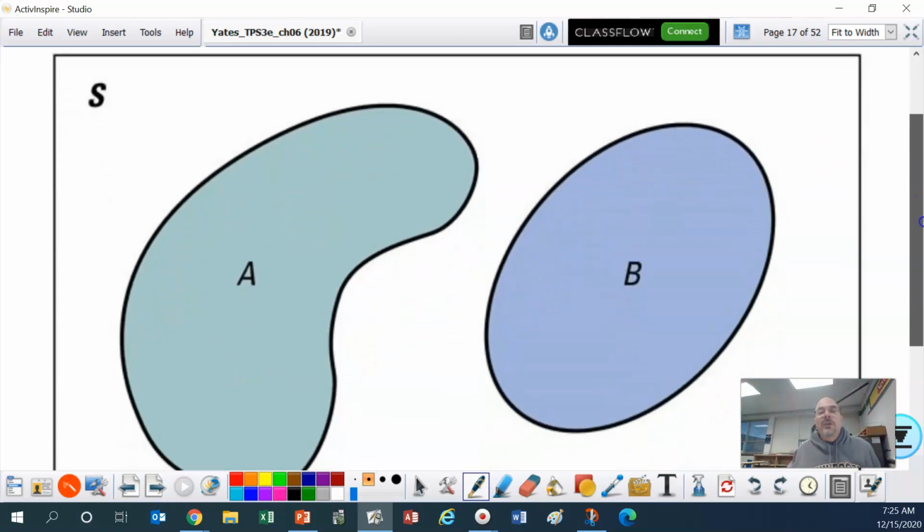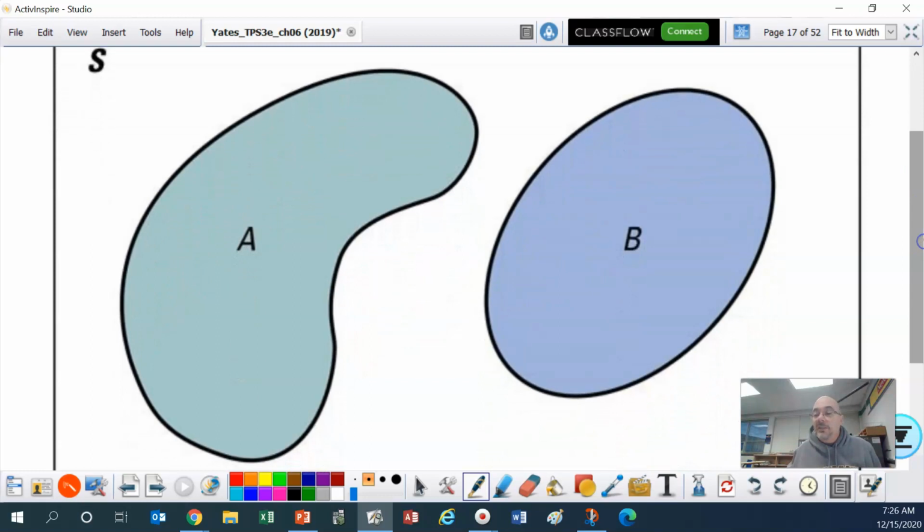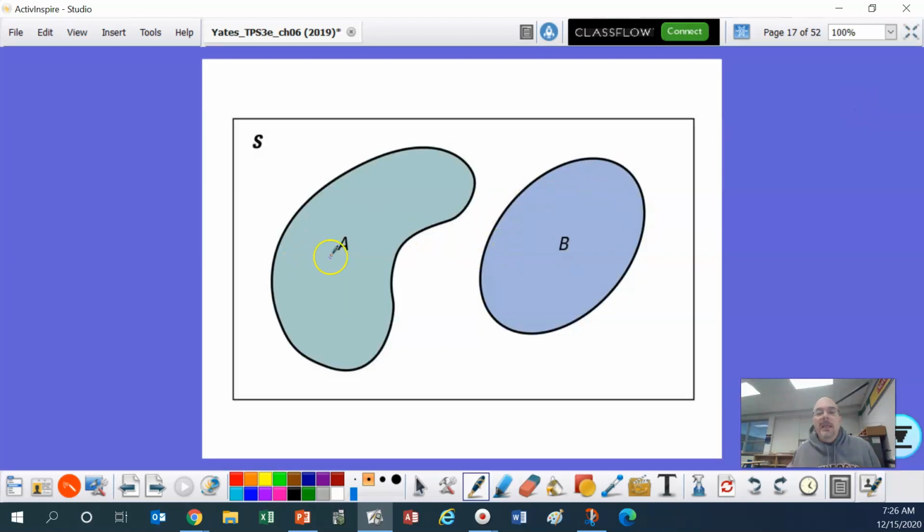All right, so this, ladies and gentlemen, is showing disjoint events. This is kind of a strange looking Venn diagram. Not really a Venn diagram, but this whole rectangle is the sample space. And inside we've got 2 events. Since they are not overlapping, they are definitely mutually exclusive. Mutually exclusive events cannot happen at the same time, event A and event B.